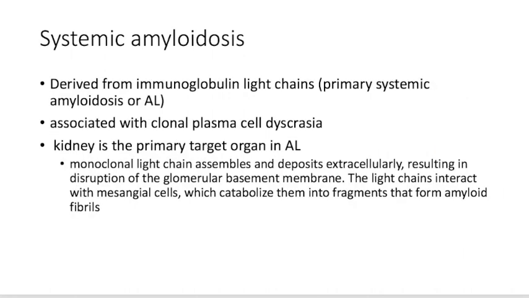Another one that may cause kidney issues is systemic amyloidosis. This is derived from immunoglobulin light chains, which is primary systemic amyloidosis, and is associated with a plasma cell dyscrasia. The kidney is the primary target organ in amyloidosis, and this would be evidenced by monoclonal light chains, and you would test for that. They deposit extracellularly, resulting in disruption of that glomerular basement membrane. The light chains interact with mesangial cells, which catabolize them into fragments and form amyloid fibrils.